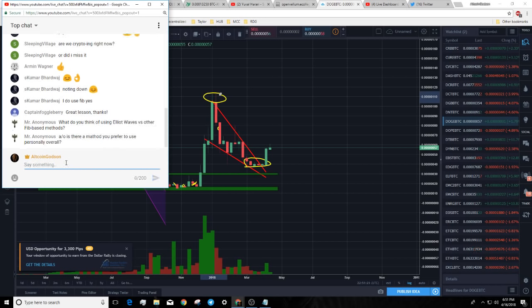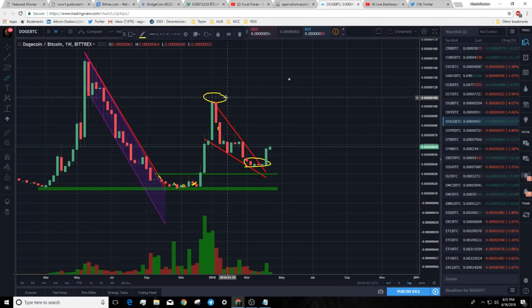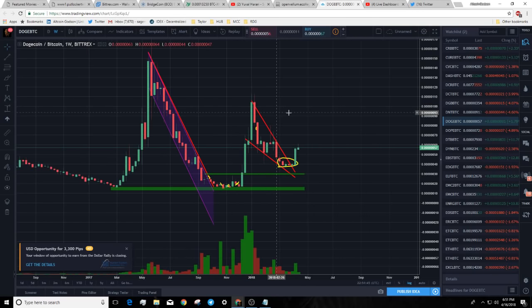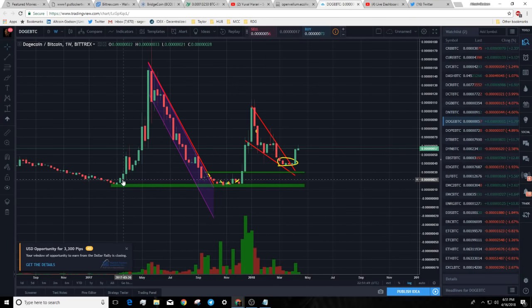What do you think of using Elliott waves versus other fib-based methods? I think Elliott waves are useful in a basic, rudimentary way, if the 1, 2, 3 pump and dump Elliott wave structure is obvious.